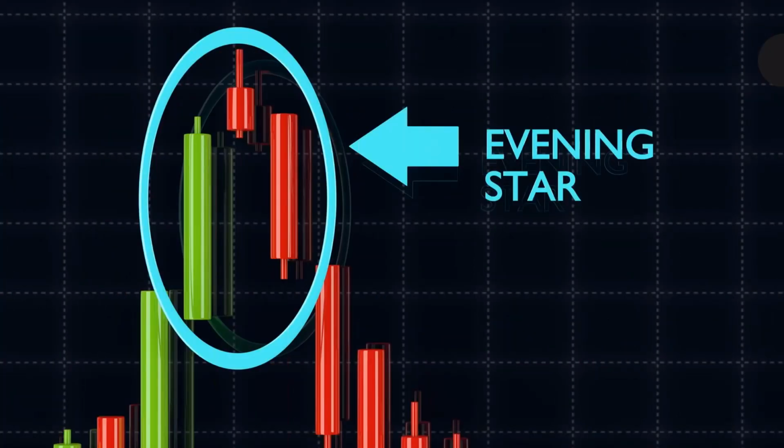This is your evening star formation. Notice that the middle bar is the highest bar. The 3rd bar closes under the low of the middle bar. This is a 3-bar bearish formation, and the proper name for it is evening star if you're using candlestick names.